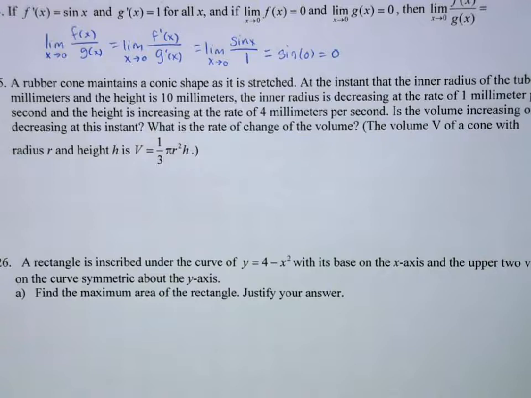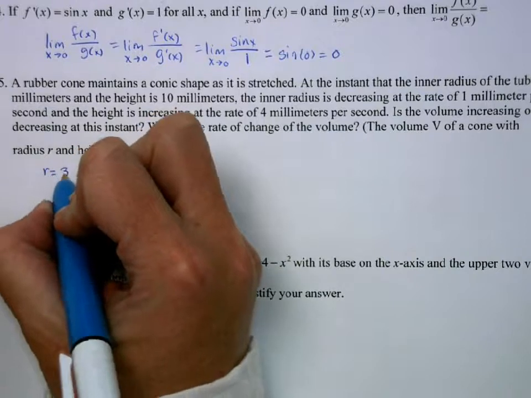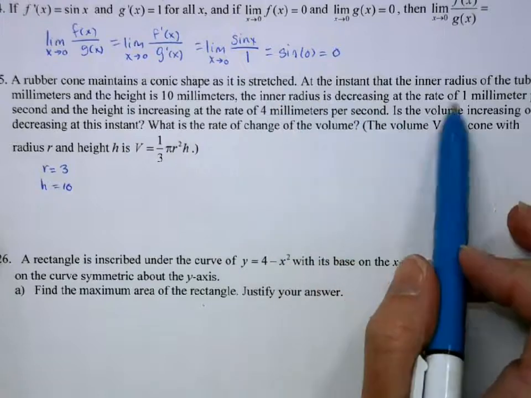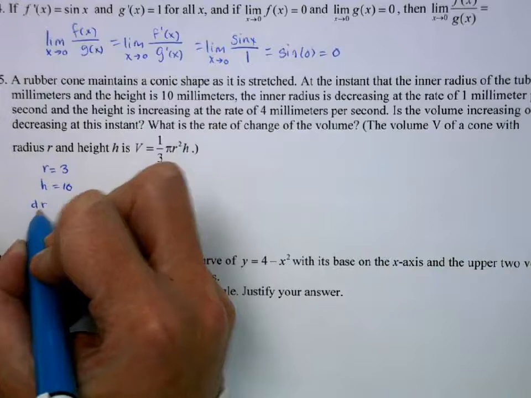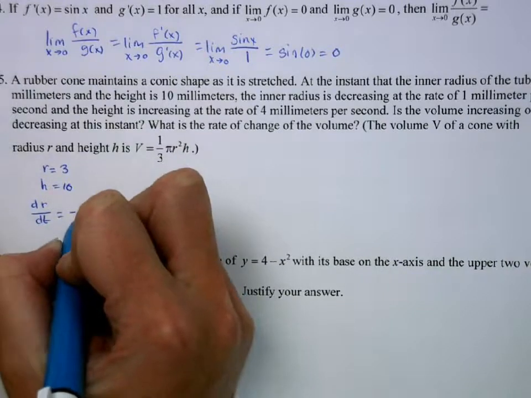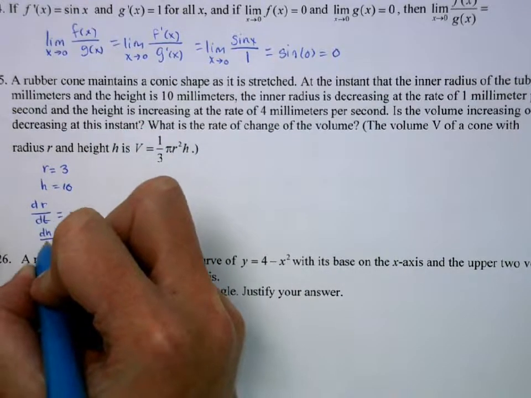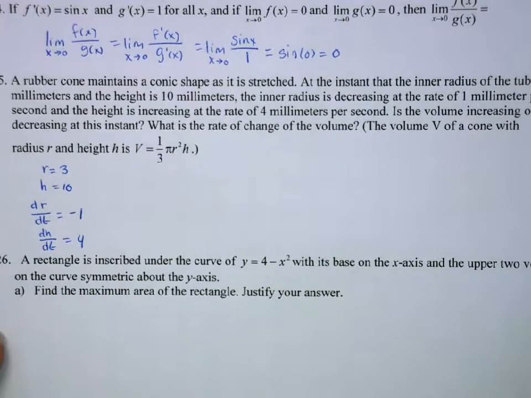Okay, next we have a related rates problem. Okay, it says a rubber cone maintains a conic shape as it is stretched. At the instant when the inner radius of the tube is 3, so I'm going to say r equals 3, and the height is 10, the inner radius is decreasing at a rate of 1 millimeter per second. So dr dt is going to be a negative 1. The height is increasing at a rate of 4. Is the volume increasing or decreasing at this instant? And what is the rate of change of the volume?